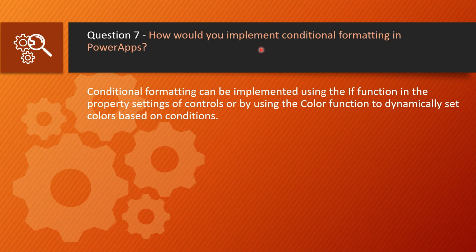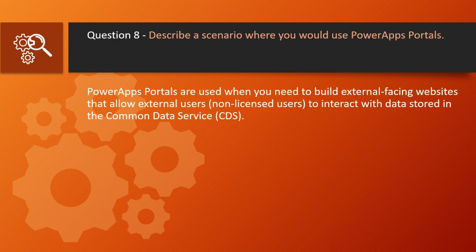Next question is how would you implement conditional formatting in Power Apps? Conditional formatting can be implemented using the If function in the property settings of controls, or by using the Color function to dynamically set colors based on conditions. So here there are two ways to handle it. The first one is using the If function, and the second one is using the Color function. You can utilize this on the basis of the condition there.